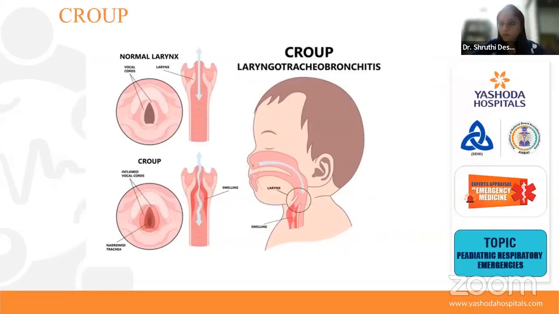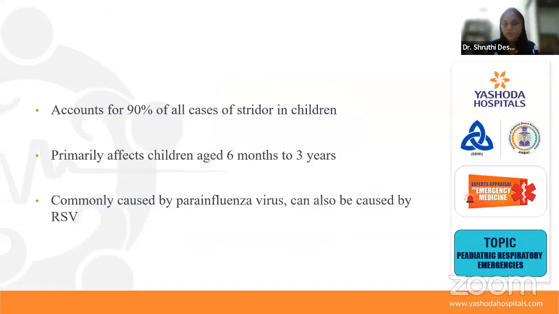Now, coming to one of the most important causes of upper airway obstruction, croup. It's an inflammation of the larynx and trachea. It is nothing but laryngotracheobronchitis. So it causes inflammation and narrowing of the passage. Hence, there will be turbulence in the airflow, causing a very harsh inspiratory sound called stridor in croup. So it accounts for most of the cases of stridor in children, and primarily affects children aged between 6 months to 3 years. It is commonly caused by the parainfluenza virus and can also be caused by a few other viruses like respiratory syncytial virus.